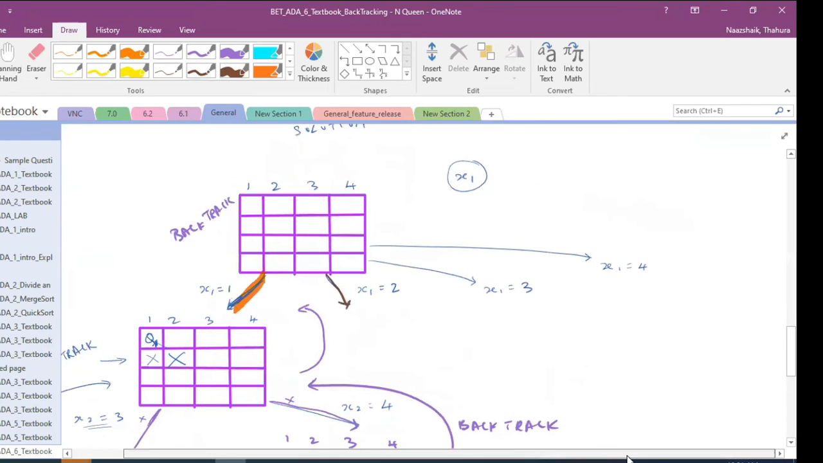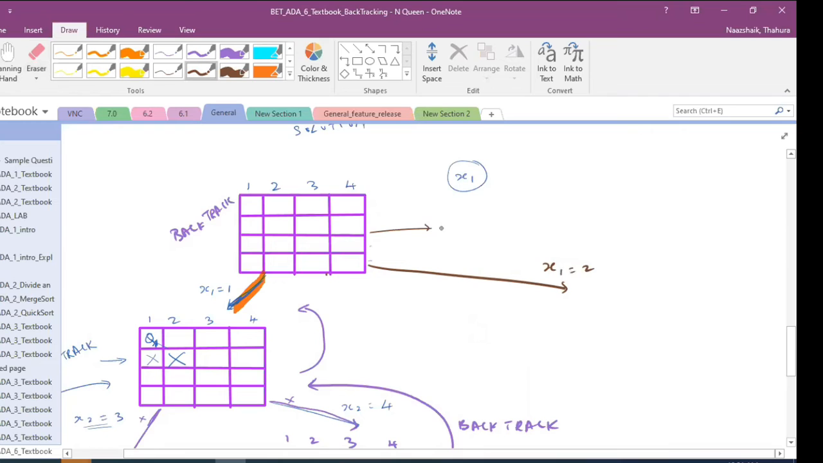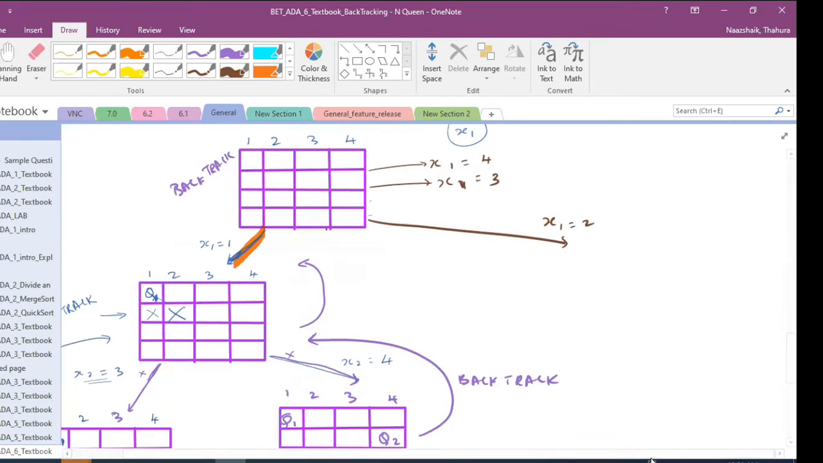So let us explore. I need some space here, so I'll just erase this. X3, X4, I'll just keep it here. For X1 we'll explore this option. There are two other choices. We'll come back to that, okay? X1 as 4 was also there. Let's first explore this and come back. Okay? Same thing, let's see here.